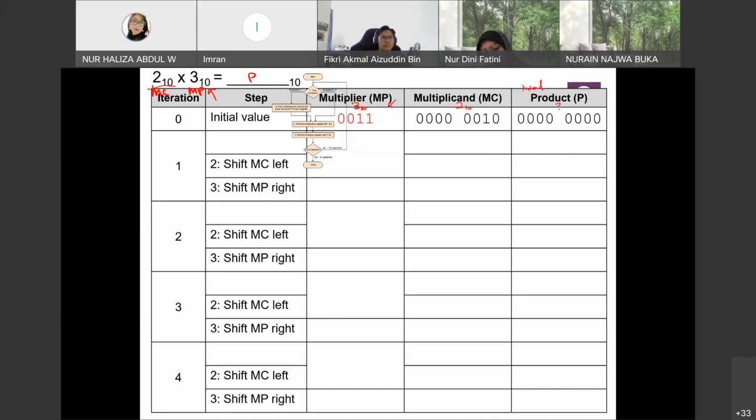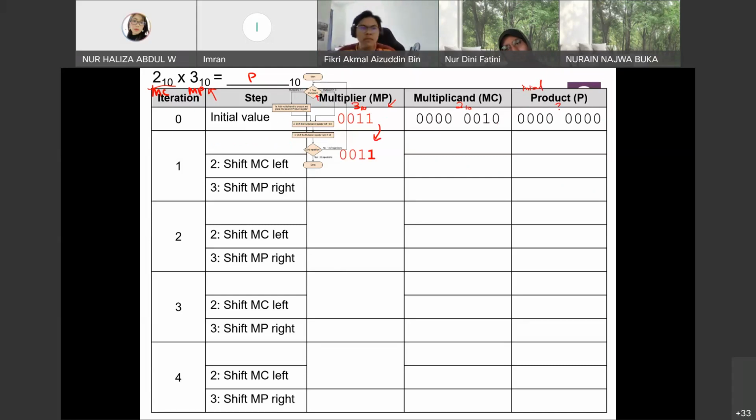That's why you put 0, 0, 0, 0, because you don't know yet. Second, of course, you're going to bring it down here. Okay, first of all, you're going to test the multiplier, which is your MP. Is your first bit 1 or 0? Now you can see it is 1.